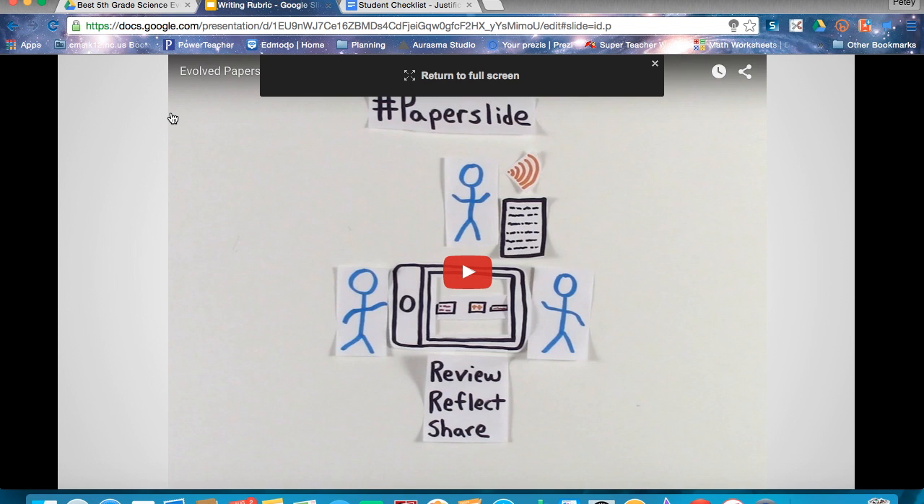So, in a nutshell, there it is. It's a writing prompt. Attached is the rubric to use, and I hope that it becomes useful for you.